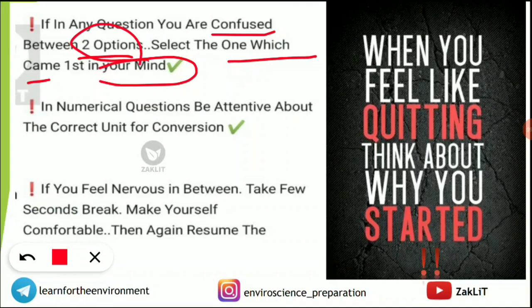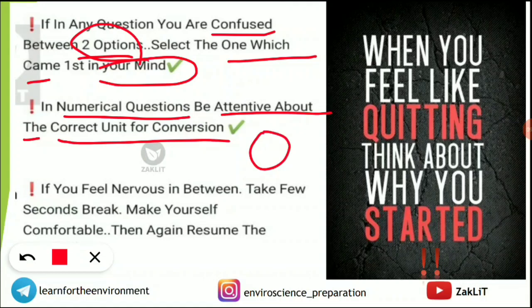The next tip is, in numerical questions, be attentive about the correct unit for conversion. Yes, sometimes you will do the correct numerical and use the correct formula, but if you don't convert it into the correct unit, then you will again get 0, because in the options they will give you the wrong value that you would have got, and you will be misguided and select that option and not get the marks. So be careful in numerical questions about converting into the proper SI unit.